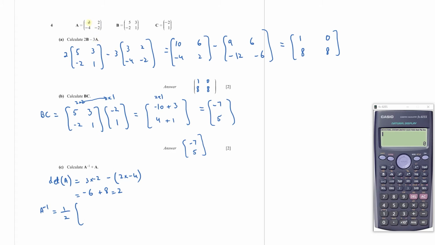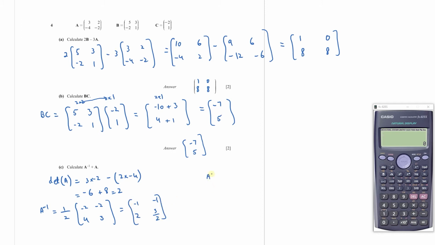So we will swap the places of 3 and minus 2. So this will become minus 2 and 3. And you'll change the sign of this 2 and minus 4. So this will become minus 2 and this will become plus 4. So this is A inverse. If I take this half, 1 over 2, inside, I'll get minus 1, 2, and 3 over 2.